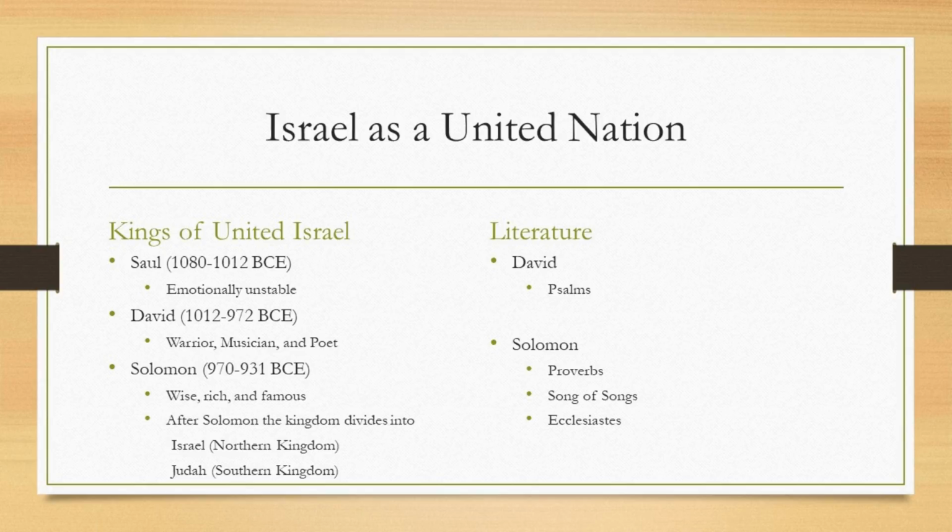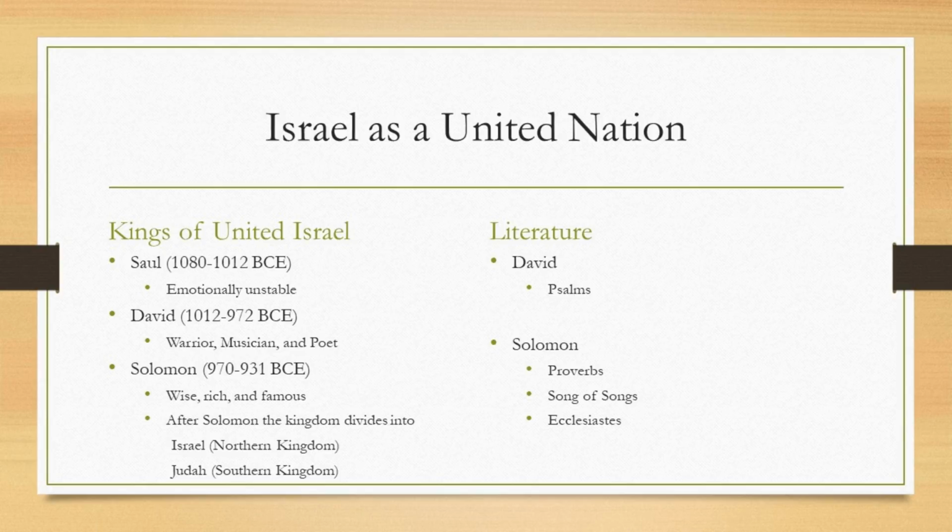But then we have the story of choosing the kings of these tribes of Israel. The first king being Saul. So Saul probably lived between 1080 and 1012 BCE. What we know from the story of Saul is that he tended to be emotionally unstable, and eventually Saul was in a battle and committed suicide, fell on his sword after fighting with the Philistines.